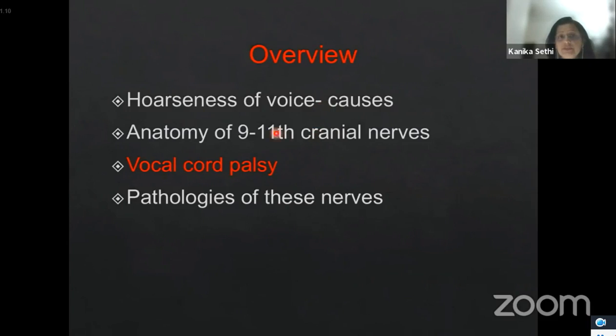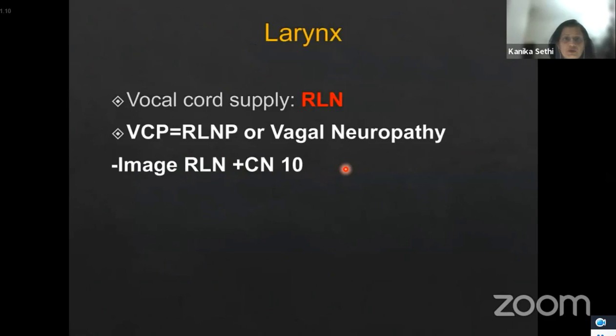So we have seen the anatomy of the larynx. We have seen the anatomy of the vagus nerve and its branches. Now let's move on to vocal cord palsy. The vocal cord, as we've already told, is supplied by the recurrent laryngeal nerve, except for the cricothyroid, which is a branch of the superior laryngeal nerve. So whenever you are imaging a patient with vocal cord palsy, it can be because of the recurrent laryngeal nerve or vagus neuropathy. So you have to image both.